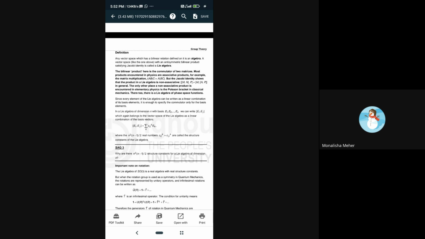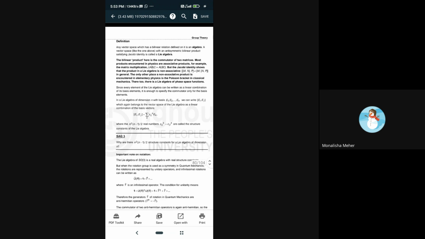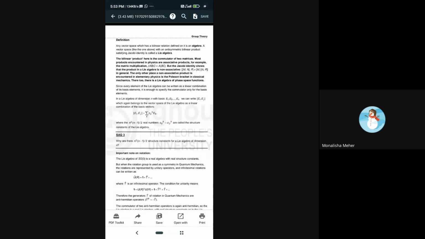Most products encountered in physics are associative products. For example, in matrix multiplication, (AB)C = A(BC). But the Jacobi identity shows that the product in a Lie algebra is non-associative. That is, [[M, N], P] is not equal to [M, [N, P]]. In general, the only other place a non-associative product is encountered in elementary physics is the Poisson bracket in classical mechanics. There too, there is a Lie algebra of phase space functions.